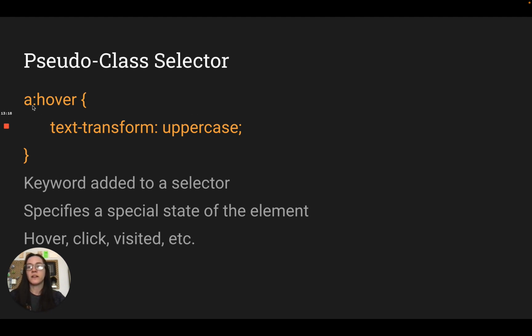To select a pseudo class, you select that thing. So here, links, or a, then a colon, and then the name of that pseudo class. You can find that on MDN if you're not sure what the pseudo classes are for something that you're working on.